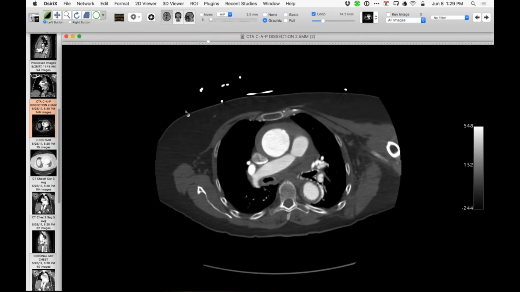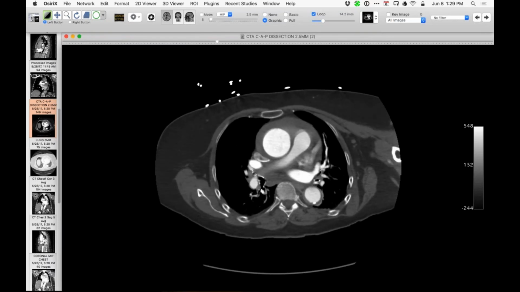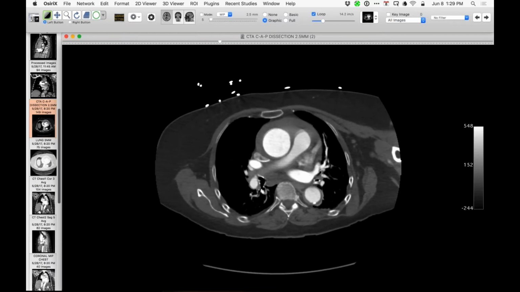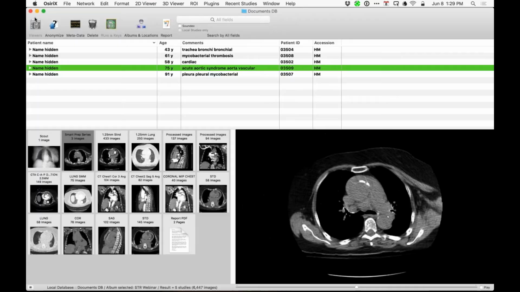And now we know why the pulmonary artery wall is what it is. At that time, there's acute hematoma in it right there. Instructive, huh? Interesting case. I don't know how she's doing, but they did operate on her.